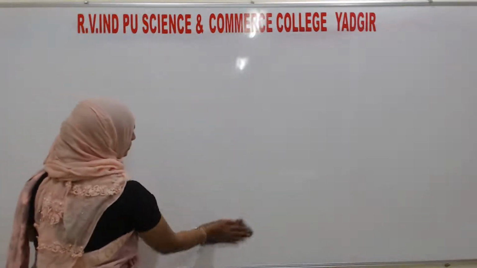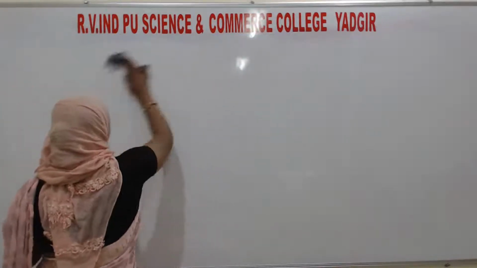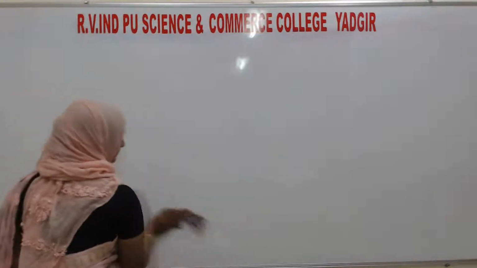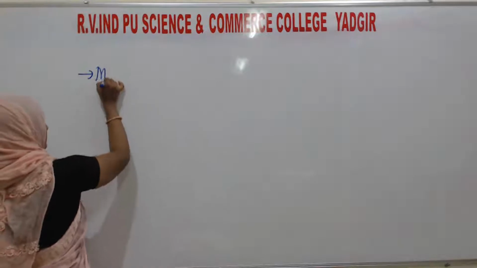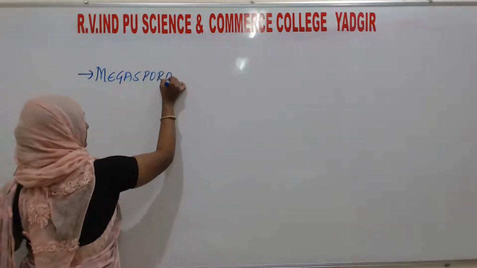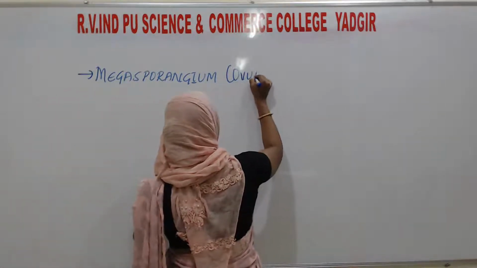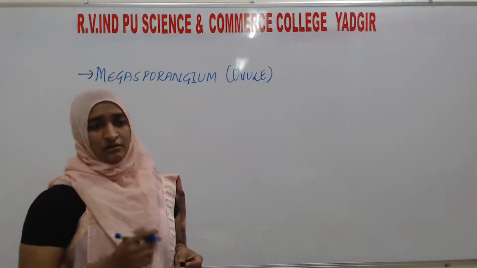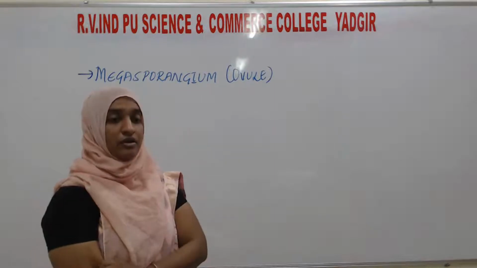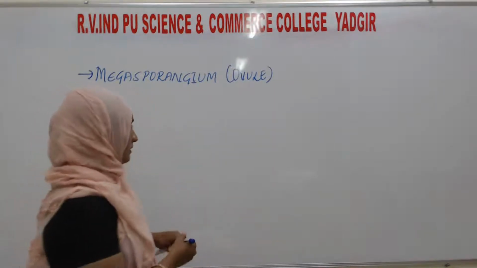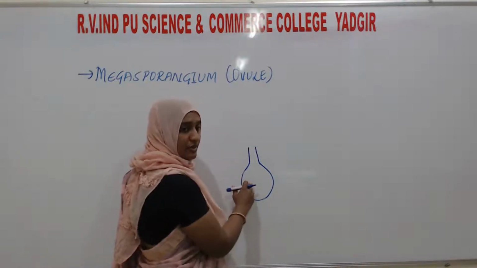The megasporangium is also known as the ovule. The ovule is a very small structure present in the ovary. From where does the megasporangium arise? This is the ovule, and this ovarian cavity is known as the locule.